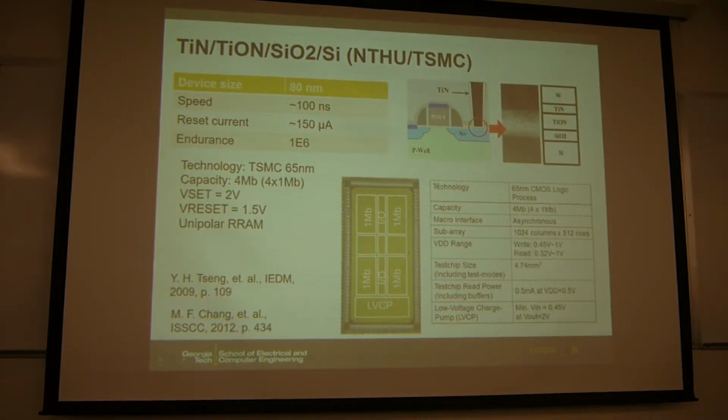And then there's another example from the collaboration between National Tsing Hua University and TSMC. So this is done at TSMC 65 nanometer and 4 megabits. And here are the parameters of this design. I will not read the details.